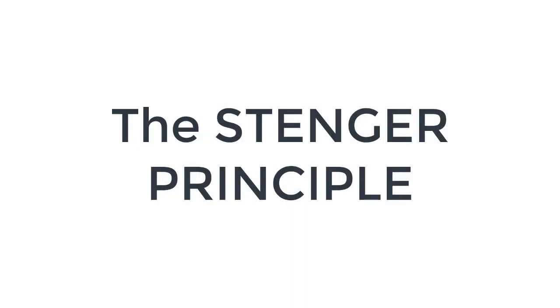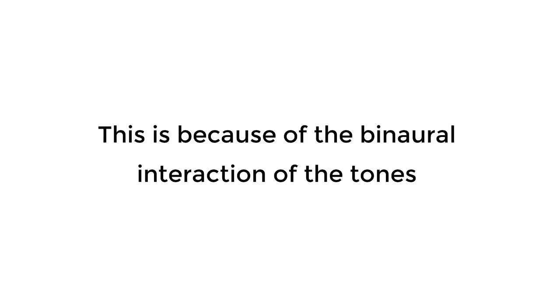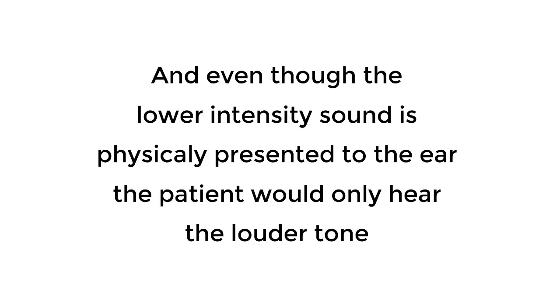The Stenger principle is stating that when two tones are presented to both ears at the same time at different intensities, the patient should only hear the louder tone. This is because of the binaural interaction of the tones. And even though the lower intensity sound is physically presented to the ear, the patient would only hear the louder tone.